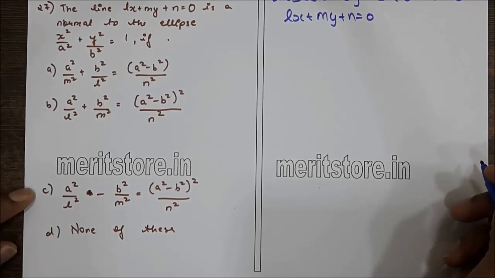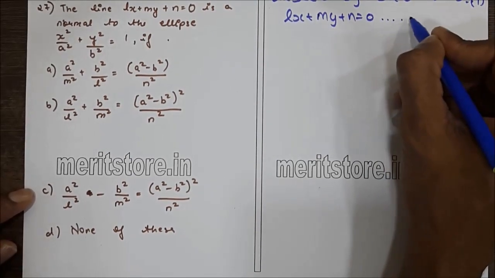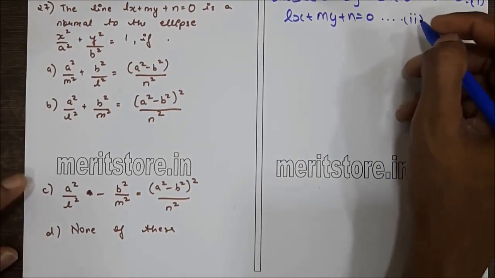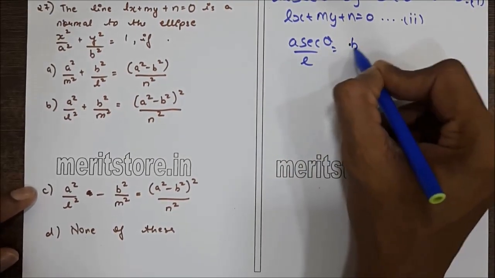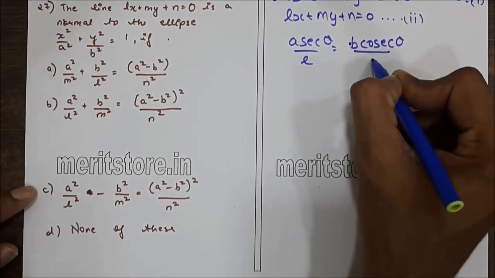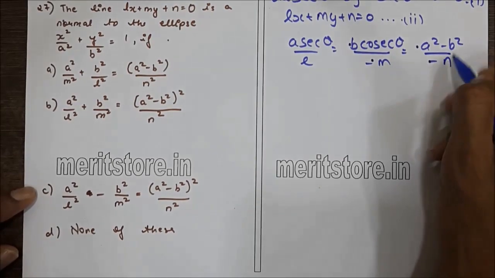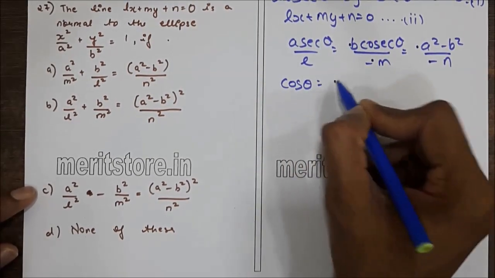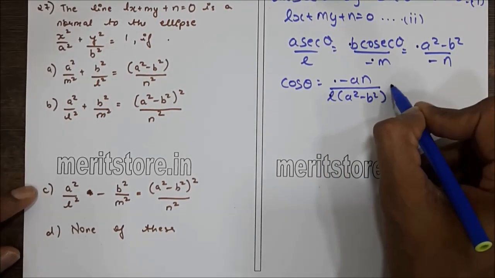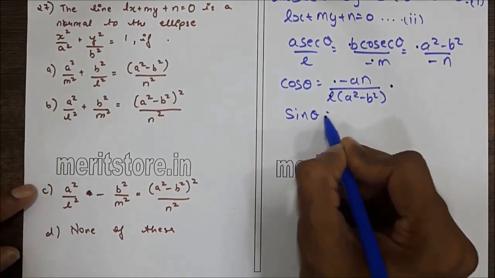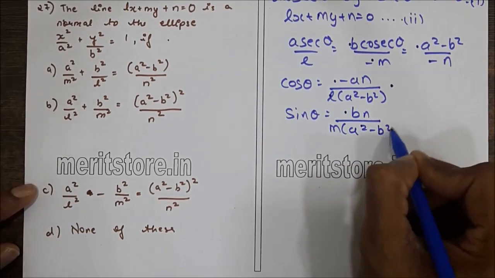So for 1 to represent the same line, where we take this as equation 1 and this as equation 2, so this 1 and 2 represent the same line. So we get a sec theta upon L equal to b cosec theta upon minus m equal to a square minus b square upon minus n. So we get cos theta equal to minus a n upon L into a square minus b square, and we have sin theta equal to b n upon m into a square minus b square.